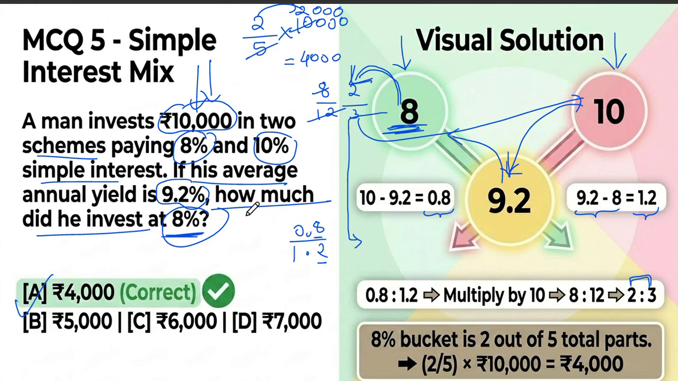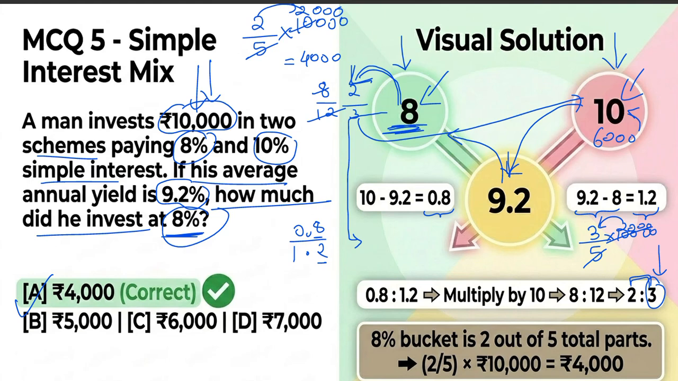Suppose the question is how much did he invest at 10%. Okay, so 10% means which part? This part, 3. Then the formula will be 3 upon the total part, 5, multiplied by 10,000. Okay, so 5 twos are 10 and the remaining 3 zeros. So 2000 multiplied by 3, which is nothing but 6,000. So 6,000 he invested in the 10% scheme, and 4,000 he invested in the 8% scheme.